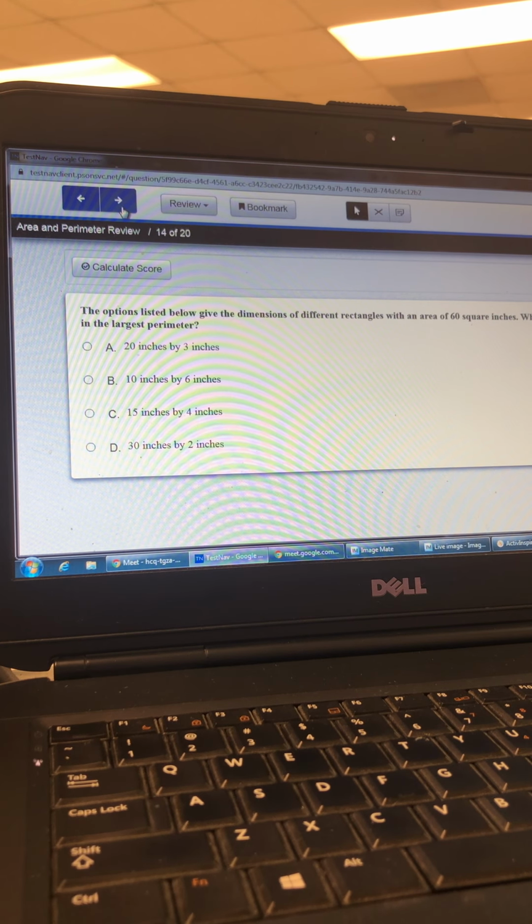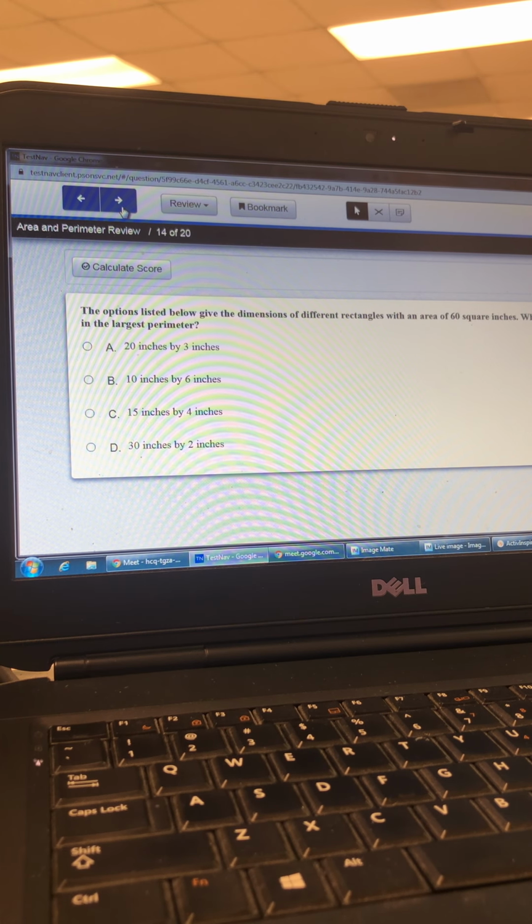Yes, if you did the perimeter on all four sides, that would be two. Yes. This is area and perimeter review.